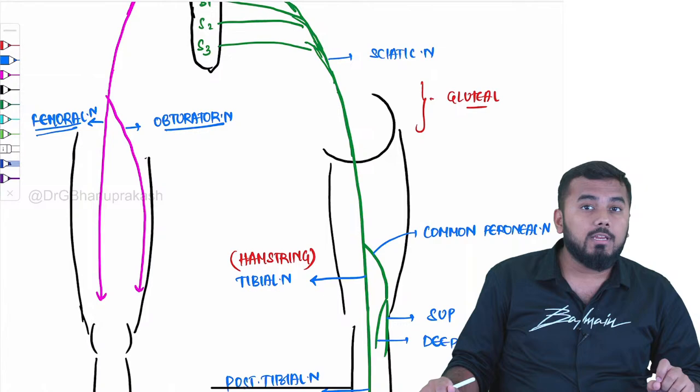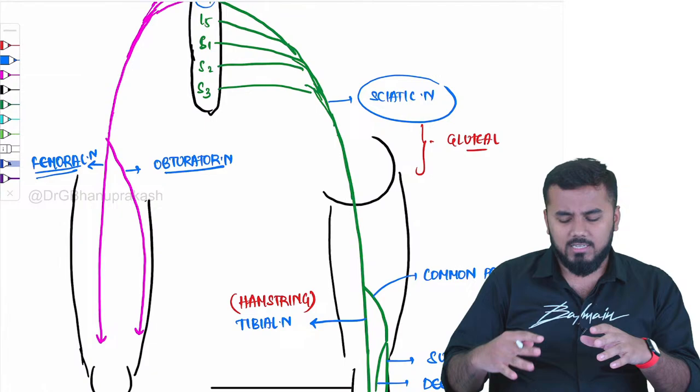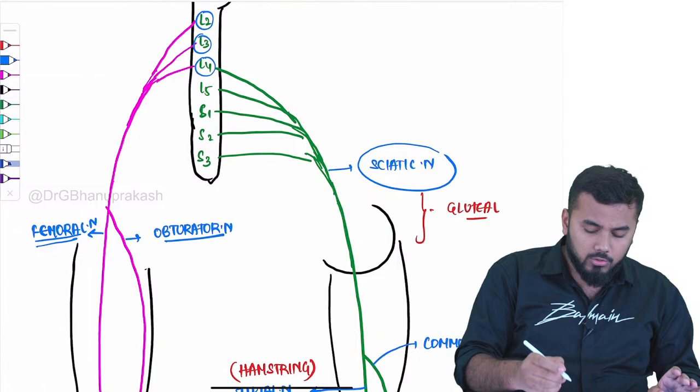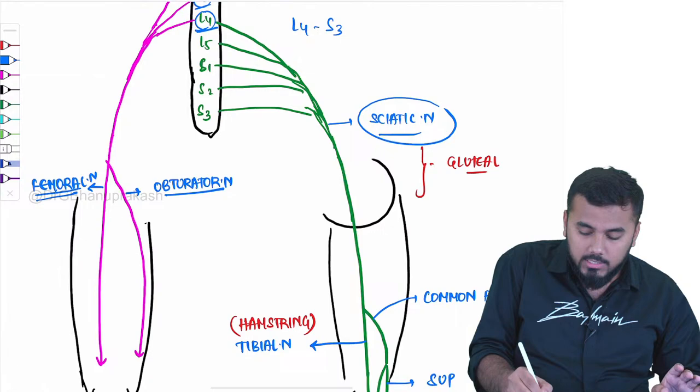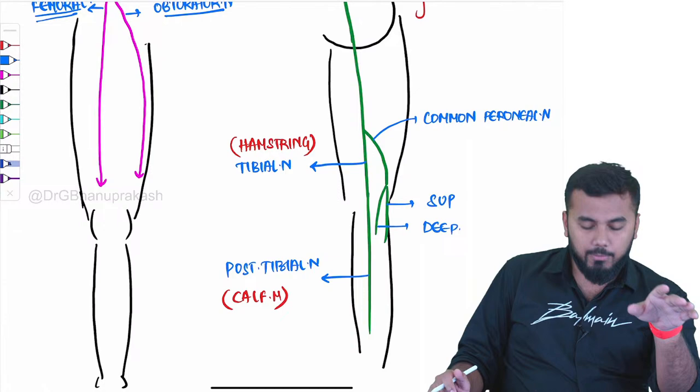All these things, why I'm going a little bit faster is that we have done these in the previous class. So if someone asks you what is the nerve root of femoral nerve or obturator nerve, it would be L2, L3, L4. That was a question in the exam, I told you, right? And I also told you the nerve root of the sciatic nerve will be all the way from L4 to S3. Okay, L4 to S3. So this sciatic nerve, guys, is very important here.